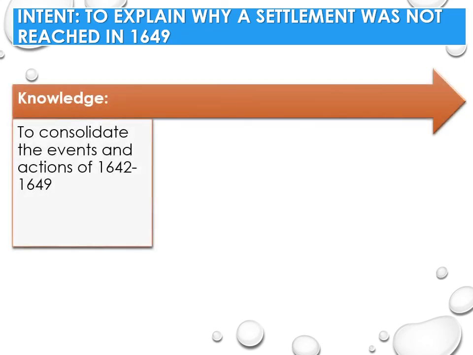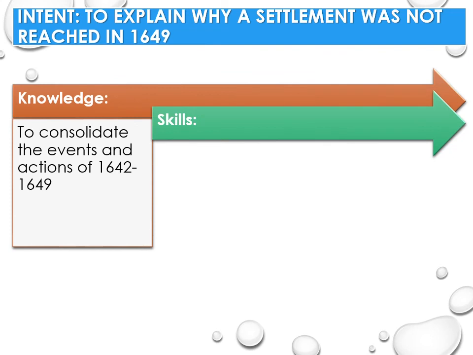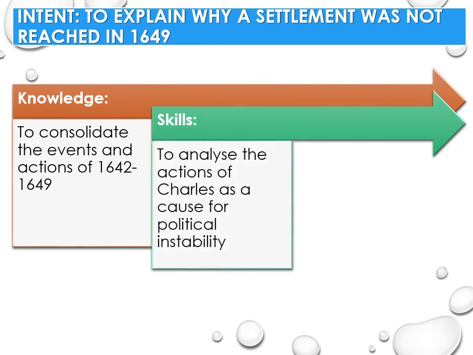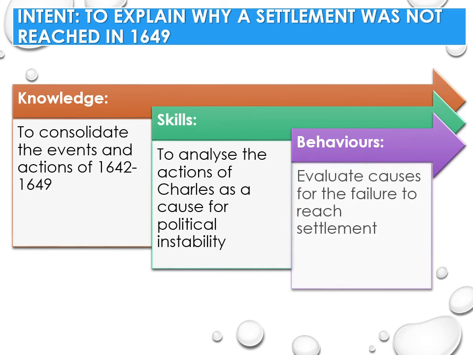Knowledge-wise, you need to be able to explain the events and actions of 1642 to 1649. Skills-wise, you will analyse the actions of Charles as a cause of political instability in the associated material. Then finally, behaviourally, you will evaluate all the causes for the failure to reach settlement and suggest the most significant reason for this failure. Please now complete the associated material.